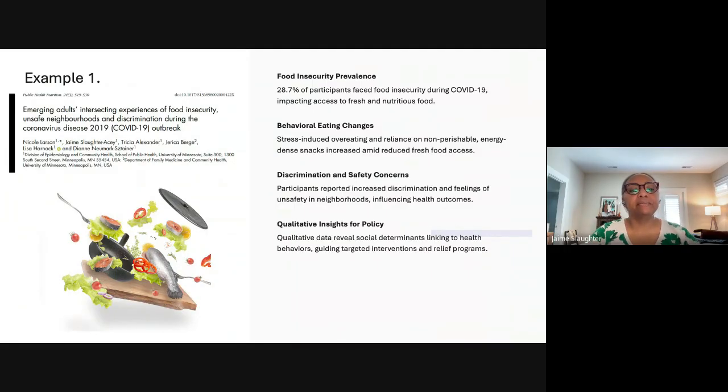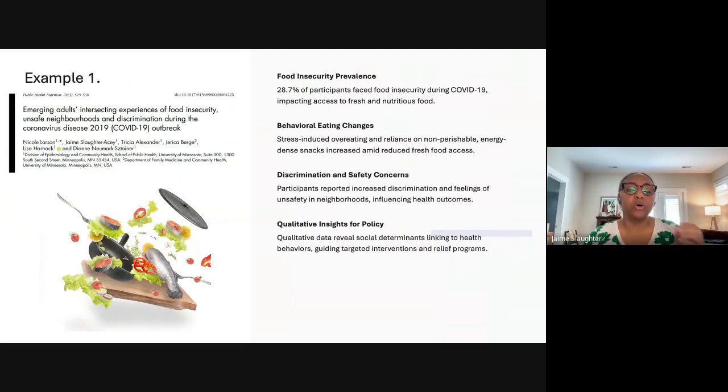We also were able to assess behavioral eating changes. So we saw that stress-induced overeating became a practice, and that people started relying on non-perishables more. This was true in part because there was reduced access, right, to fresh foods.